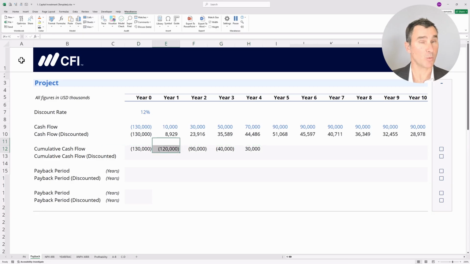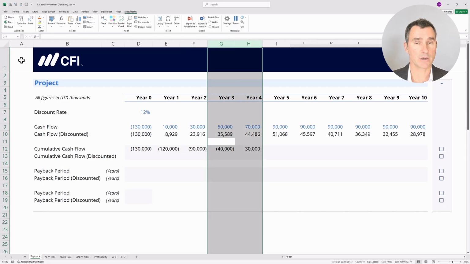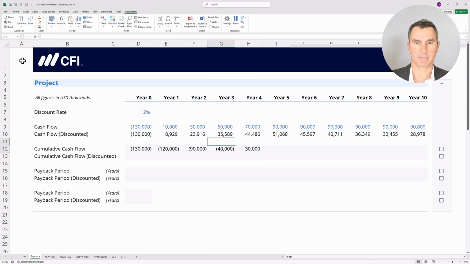In 1 year, it wasn't paid back because it was still negative. Year 2, year 3, but then in year 4, we're already in positive territory. So that means somewhere between year 3 and year 4, the capital was paid back. So you already know that the payback period is going to be between 3 and 4 years, but you need to calculate it.